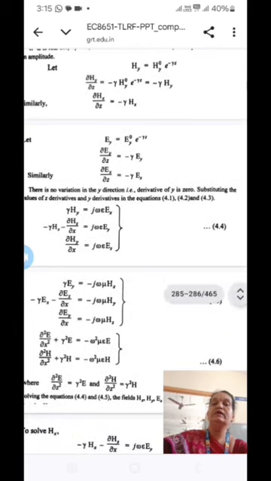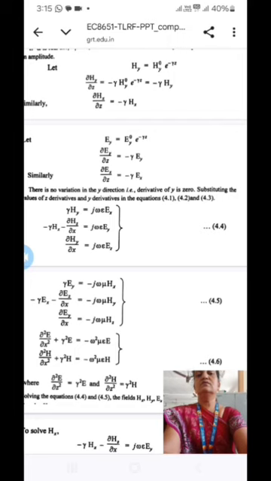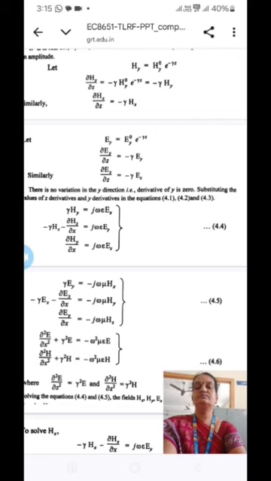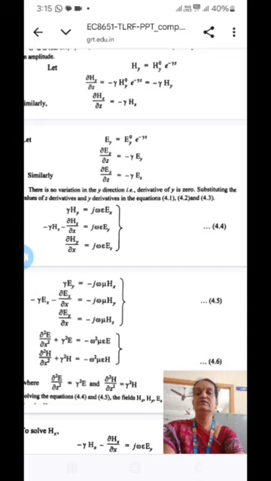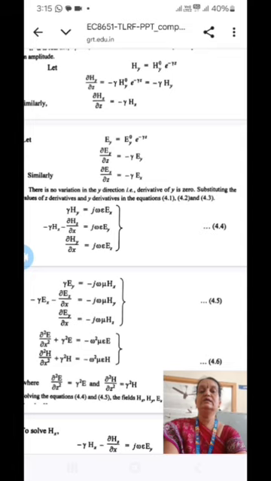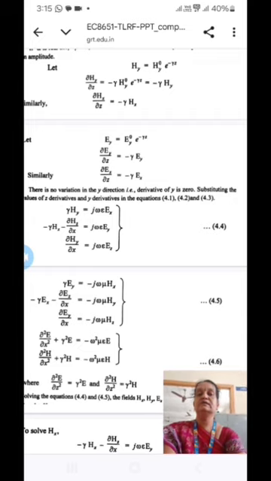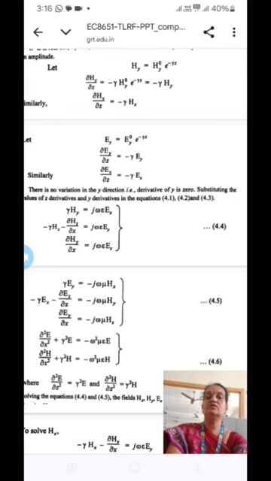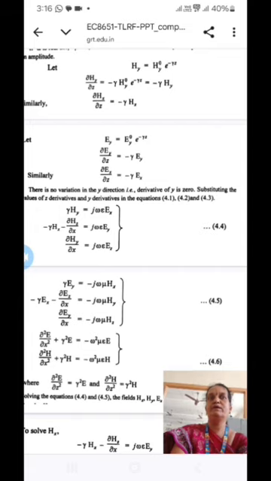And similarly for Ey, we write the equation Ey⁰ e^(-γz). Doing the derivation, we get ∂Ex/∂x and ∂Ex/∂z. The derivative with respect to y is 0. So keeping all these in mind and substituting all these equations, we have found the equations for ∂Hy/∂z, ∂Hx/∂z, ∂Ey/∂z and ∂Ex/∂z, and the derivative with respect to the y direction is 0.